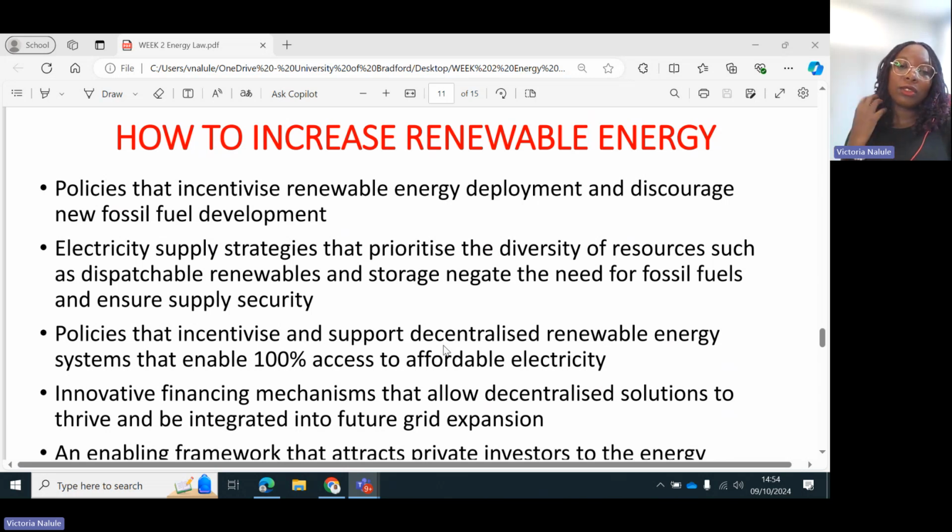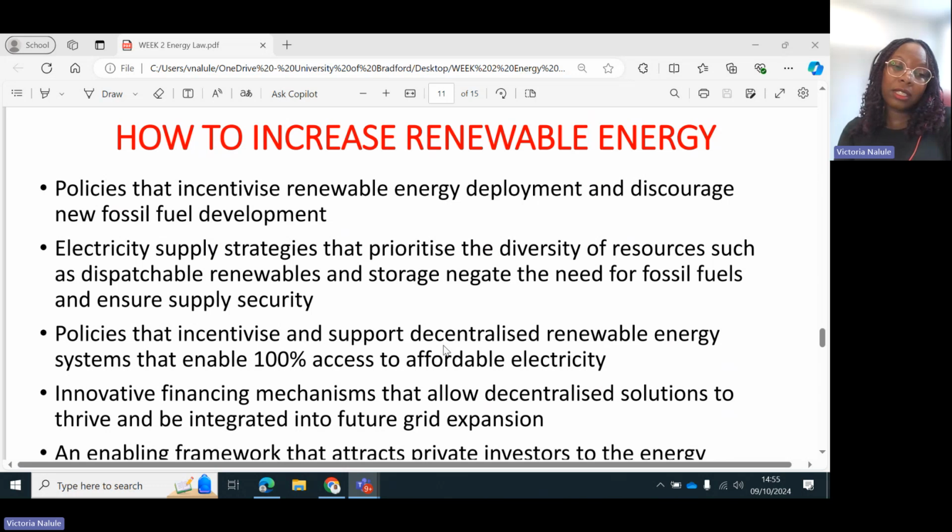Then electricity supply strategies that prioritize the diversity of resources such as dispatchable renewables and storage negate the need for fossil fuels and ensure supply security. Then in this regard, you need to find ways of enhancing the renewable energy development, and this would include electricity supply strategies that also give priority to the use or utilization of renewable energy.